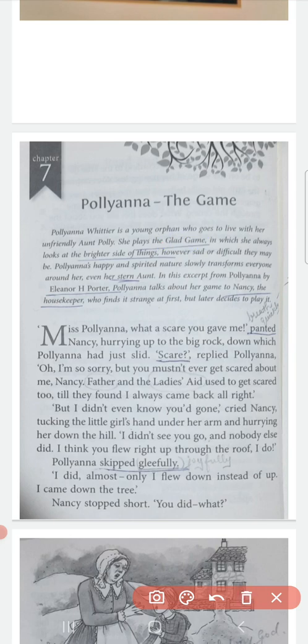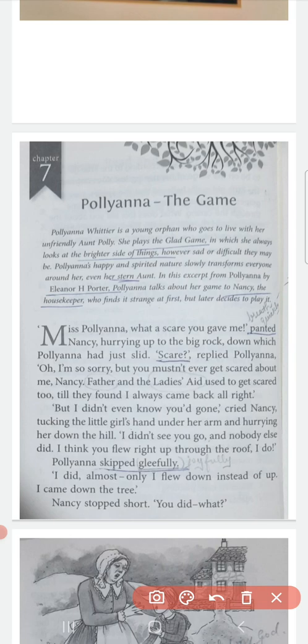However sad or difficult things may be, Pollyanna's happy and spirited nature slowly transforms everyone around her, even her stern aunt. In this excerpt from Pollyanna by Eleanor H. Porter, Pollyanna talks about her game to Nancy, the housekeeper. Who is Nancy? The housekeeper, the one who looked after their house. What is the name of the housekeeper? The name of the housekeeper is Nancy, who finds it strange at first but later decides to play it.